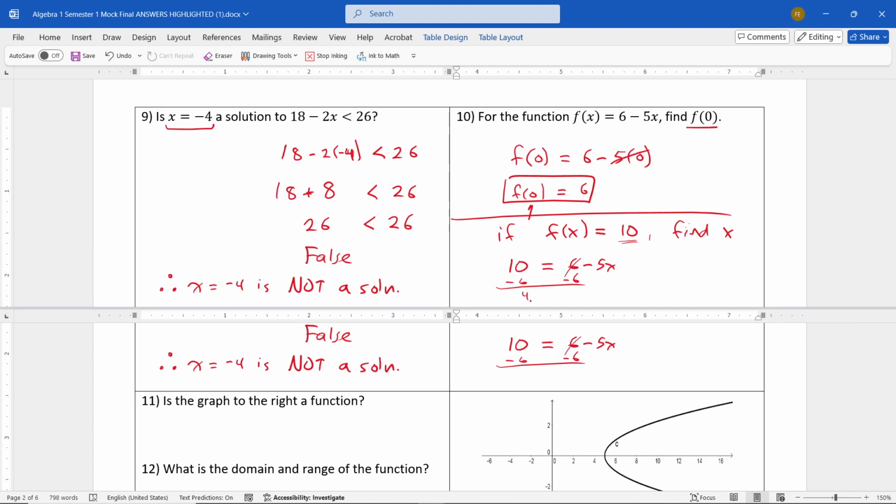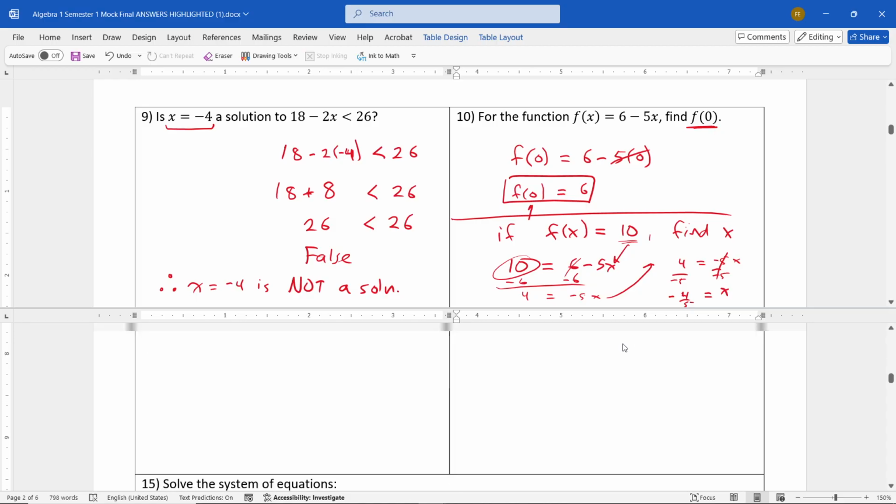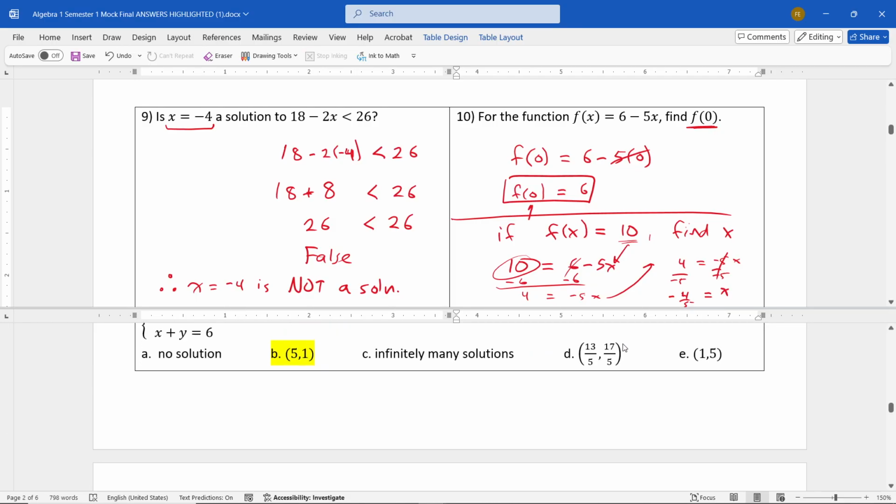10 minus 6 is 4. Negative 5x. Let me write this over here. Divide by -5. And so the answer is x equals -4/5. I made it up so we got fractions, but basically there's two directions. Either you input something for x, or they give you the answer and you have to find x. And I think that if you search the videos, you're going to find both of those kinds of questions.